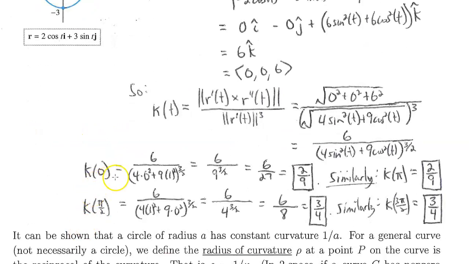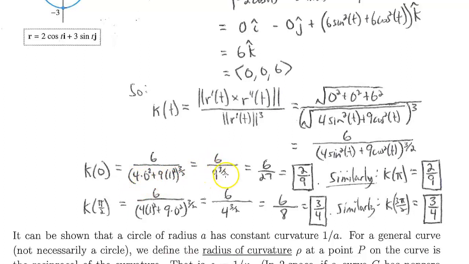So kappa of 0 is going to be what? If we plug in 0 into our formula for kappa of t, sine of 0 is 0 and cosine of 0 is 1. So we have 6 over 4 times 0 squared plus 9 times 1 squared, all raised to the 3/2 power. Inside the parentheses, that's just 9. So we have 6 over 9 to the 3/2.